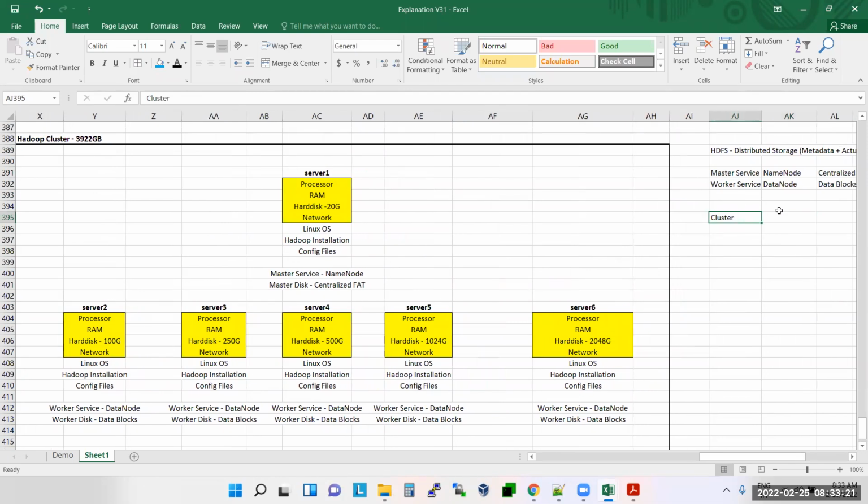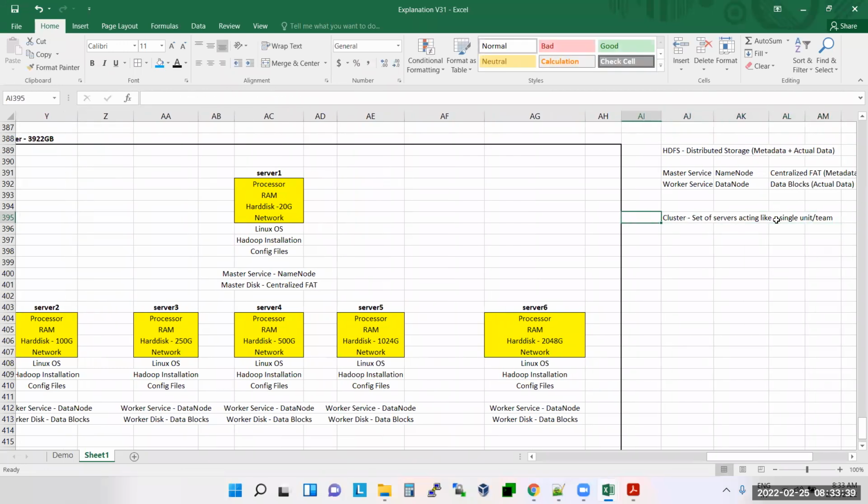What is a cluster? A cluster means a set of servers acting like a single unit or single team. What is a cluster? A cluster is a set of servers acting like a single unit or single team.